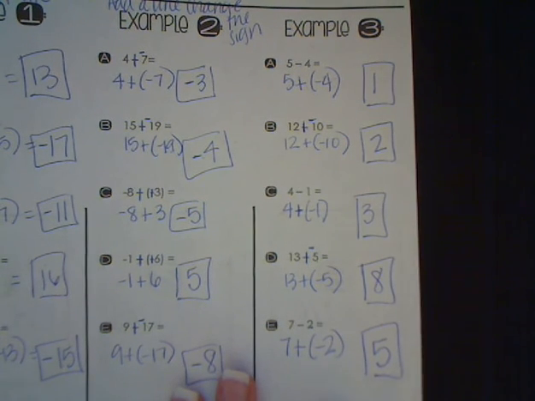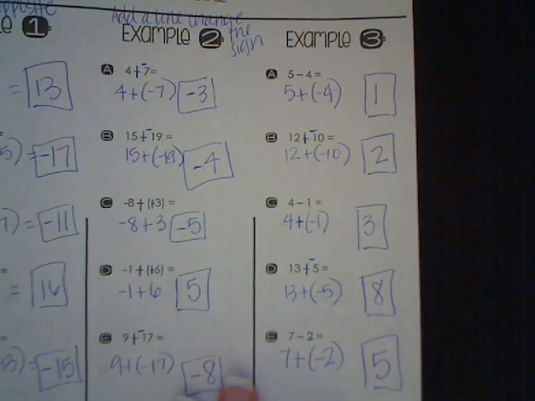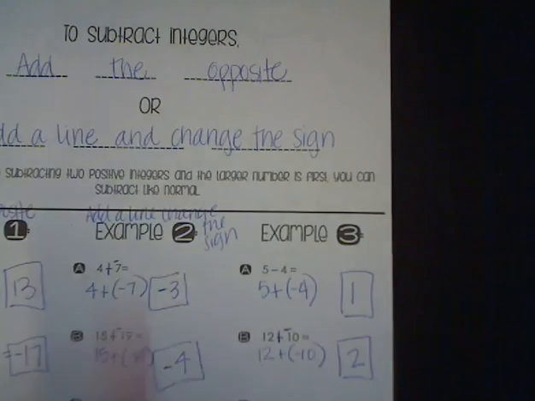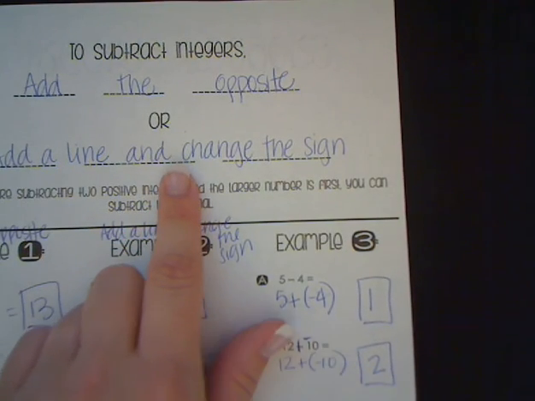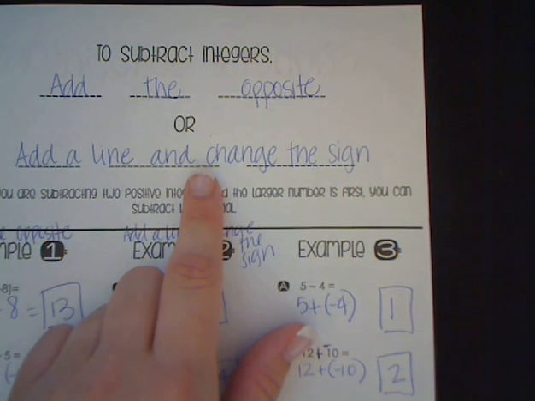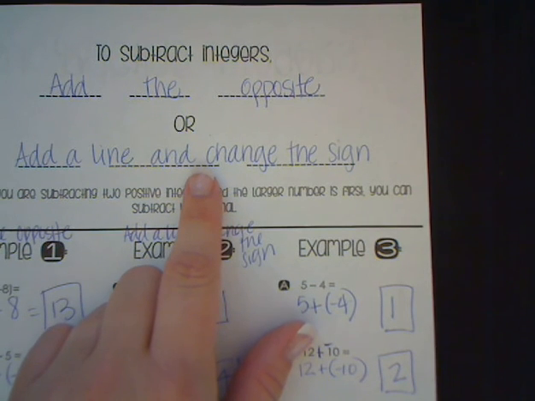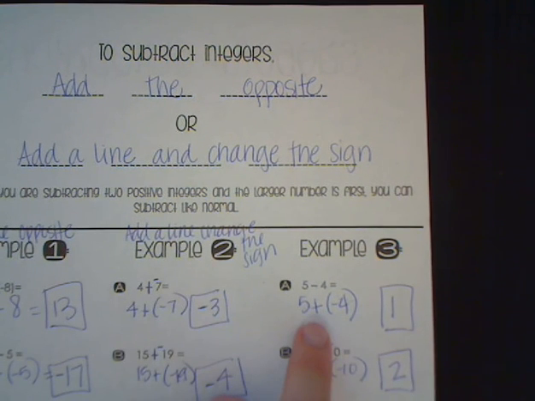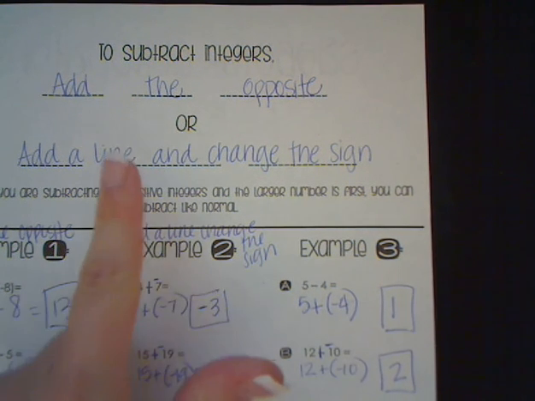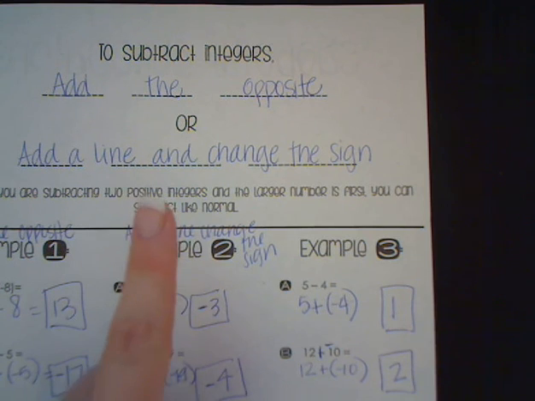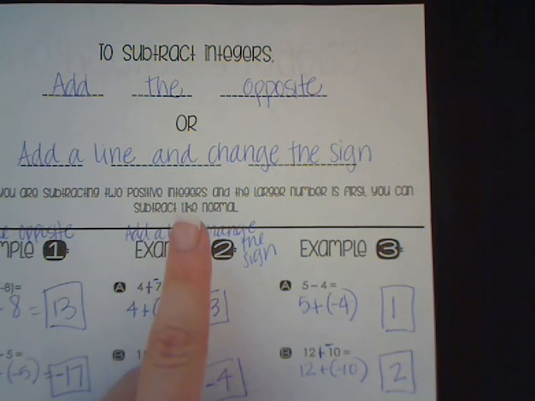All right? So when subtracting, your goal is to change it to an addition problem so that you can use your rules of addition. You can do that by adding the opposite or add a line and change the sign. Whatever works best for you, whichever one you can remember. Your goal is to change it to an addition problem so that you can use the rules for addition to find your answer. Okay? Add the opposite or add a line and change the sign.